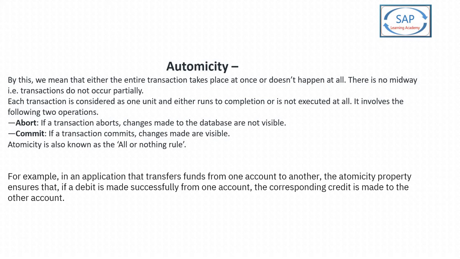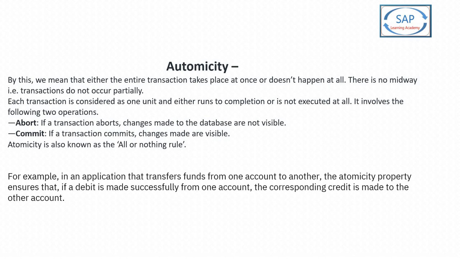If a transaction aborts, then changes made to the database are not visible. If a transaction commits, then changes made are visible. Atomicity is also known as the all or nothing rule. For example, in an application that transfers funds from one account to another, the atomicity property ensures that the debit is made successfully from one account and the corresponding credit is made to the other account.